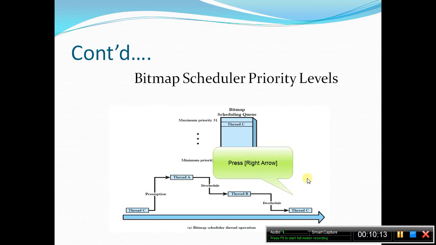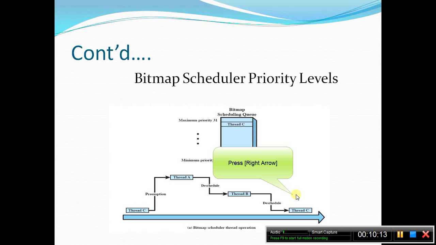A bitmap scheduler supports multiple priority levels, but only one thread can exist at each priority level at any given time. Scheduling decisions are quite simple with this scheduler. So this is the bitmap scheduler priority level. In this, when a blocked thread becomes ready to run, it may preempt a thread of lower priority. When a running thread suspends, the ready thread with the highest priority is dispatched.